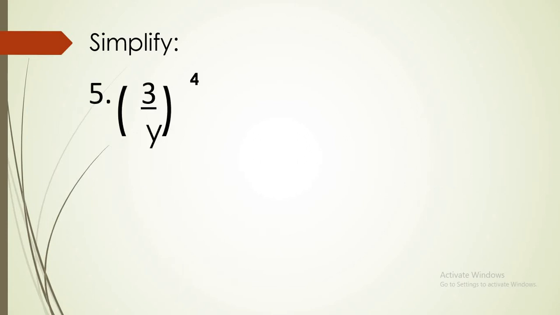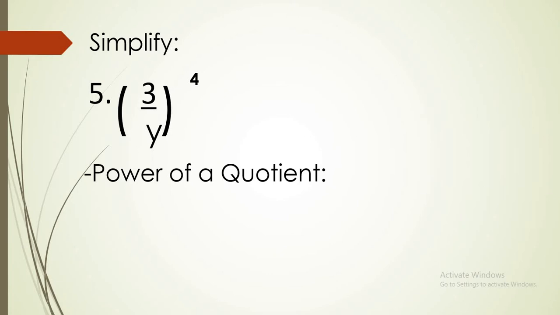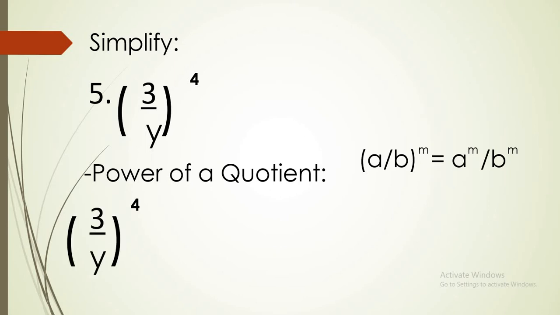Okay, so the last example here is quantity 3 over y raised to 4, and we will use the power of a quotient, which is quantity a over b raised to m, and that is equal to a raised to m over b raised to m, or again, you just simply distribute the power m to both bases. So write the given, which is 3 over y quantity raised to 4. Then distribute the exponent.